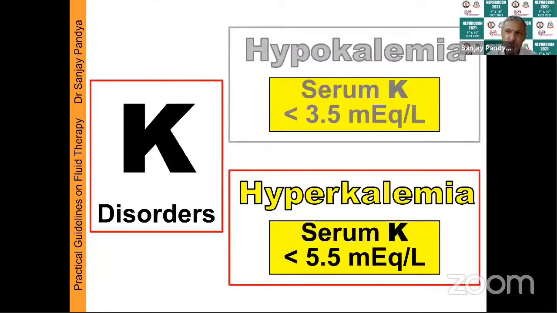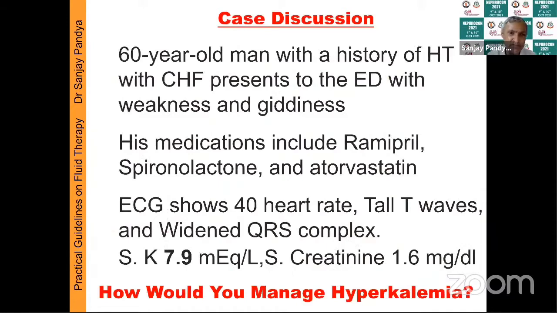Now, coming to the second problem of potassium disorder, we would like to start with a case. A patient with hypertension and congestive heart failure presented in the emergency department with weakness and giddiness, was receiving Ramipril, spironolactone, and atorvastatin. Heart rate was just 40, T waves were tall, QRS complex widened, potassium was fairly high at 7.9, and creatinine was 1.6, so there was mild renal impairment. How will you manage this patient of hyperkalemia?